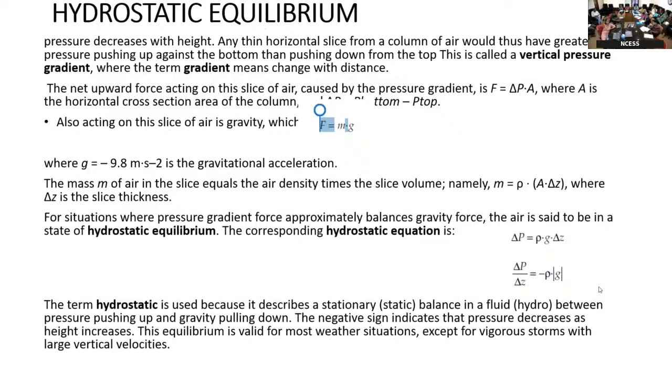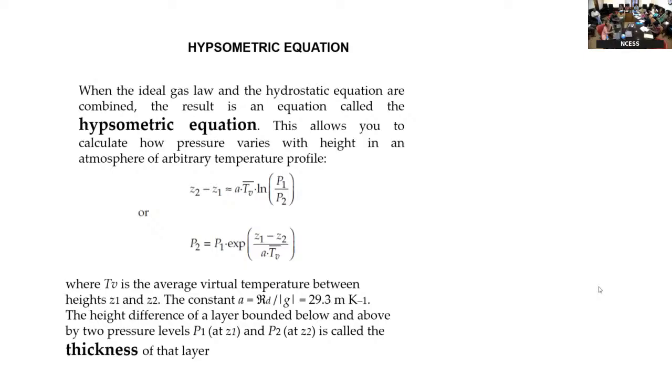That is, pressure is pushing upwards and gravitational force is pulling down. Both these forces are balanced, and using the hydrostatic equation we can define the change in pressure over a certain height. When we combine both the ideal gas law and the hydrostatic equation, we get the hypsometric equation.